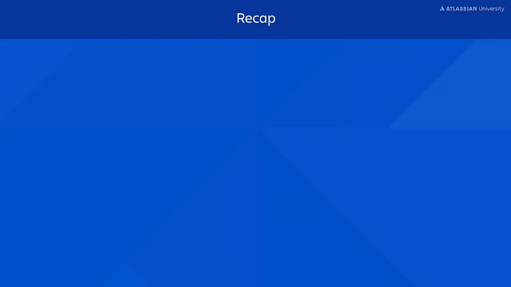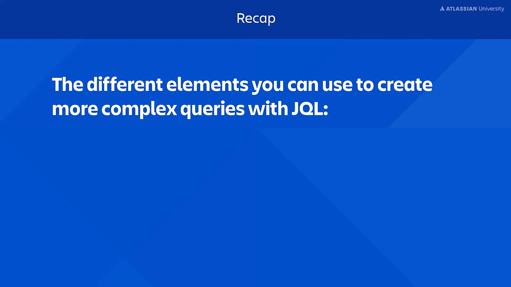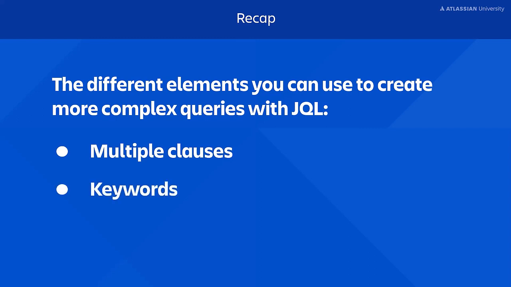To recap, we've now covered the different elements you can use to create more complex queries with JQL. These include multiple clauses, keywords, and parentheses. You should feel more comfortable using these elements to create powerful complex queries in Jira.